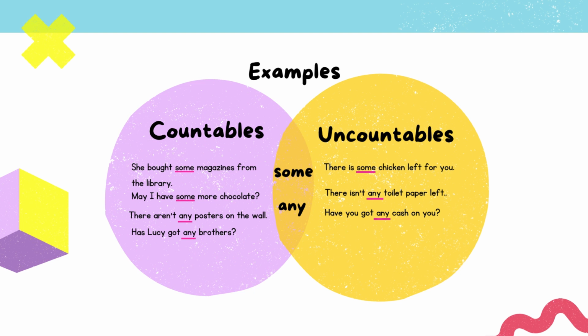Uncountables. There is some chicken left for you. There isn't any toilet paper left. Have you got any cash on you?